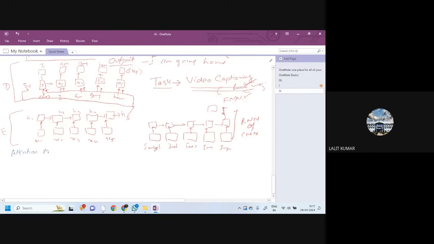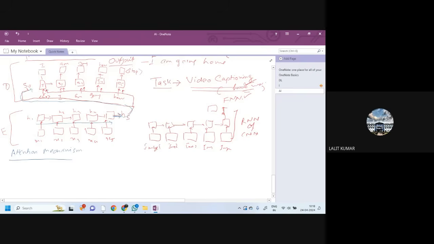Now, first of all, one need is that we are using H5. And we know that this H5 contains all the abstract information of H1 to H4, and we are using only H5 as the input S0 and to various other layers.